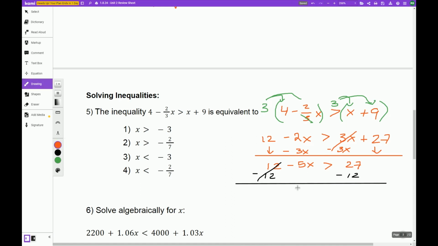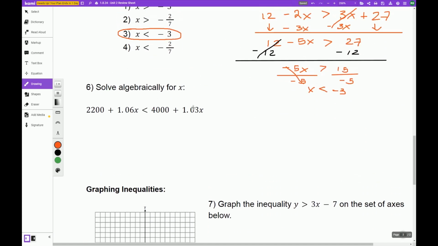After we subtract 12, we have negative 5x is greater than, and 27 minus 12 will give us 15. And then we just divide negative 5 to both sides. And if you paid very close attention to what I said, we divided negative 5 to both sides, which means now this inequality sign has to flip because we divided by a negative. So x is less than negative 3. And that brings us over here to x is less than negative 3.